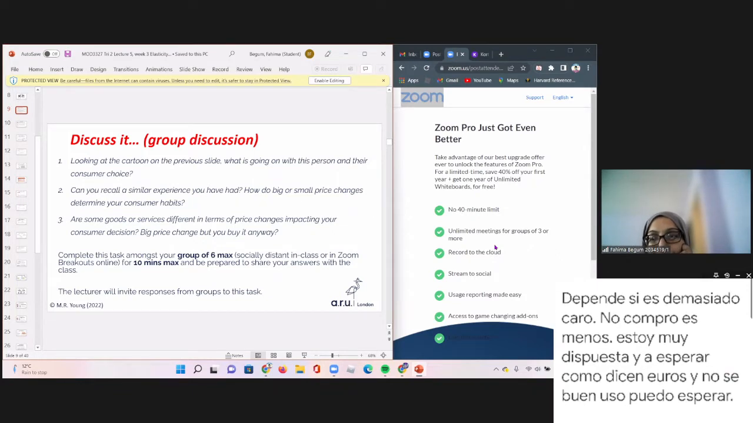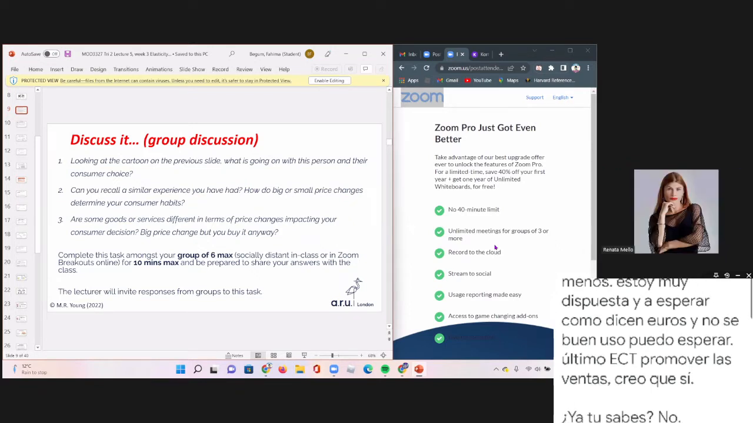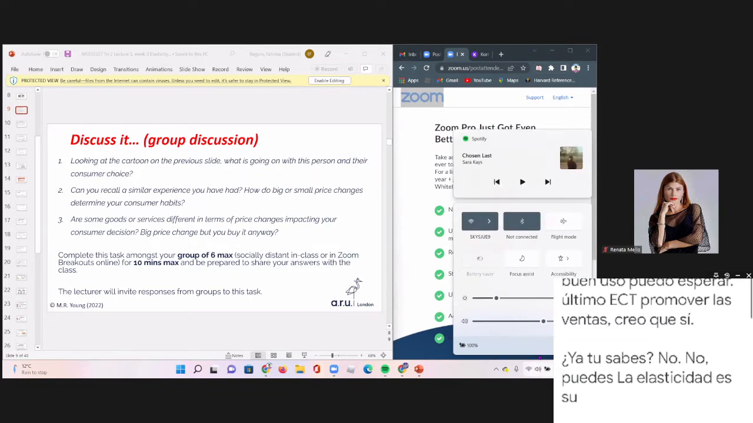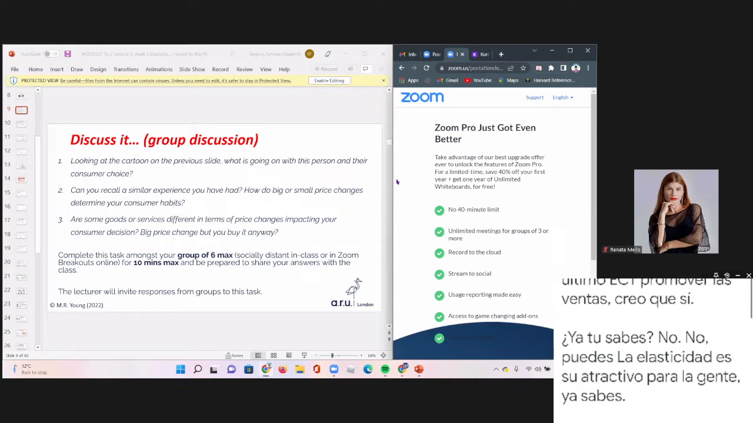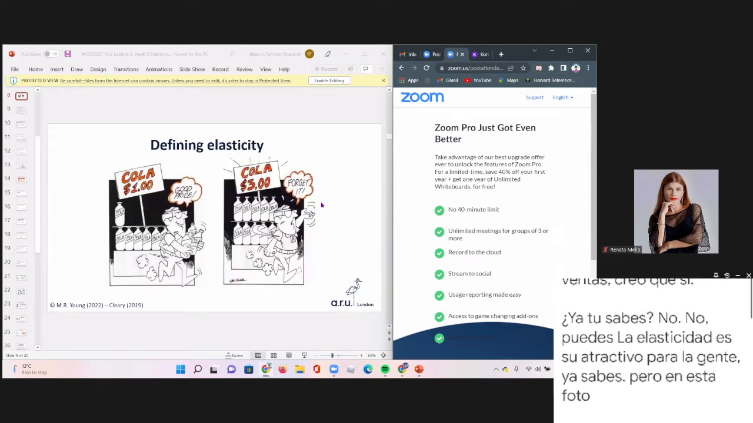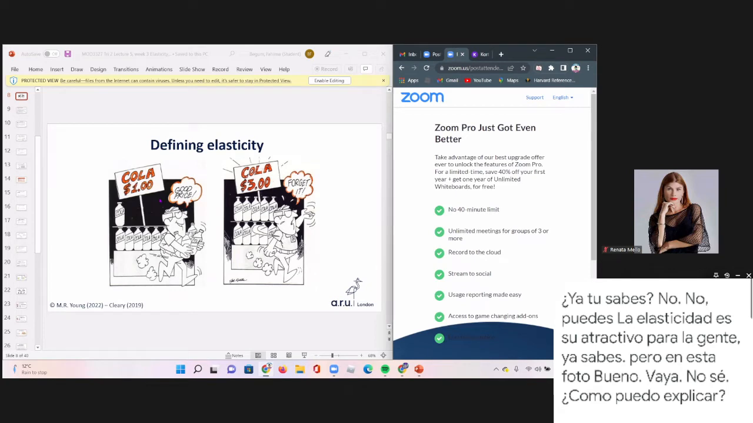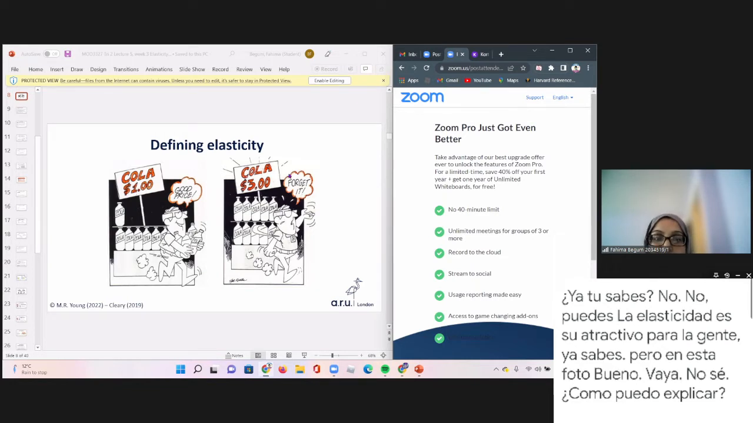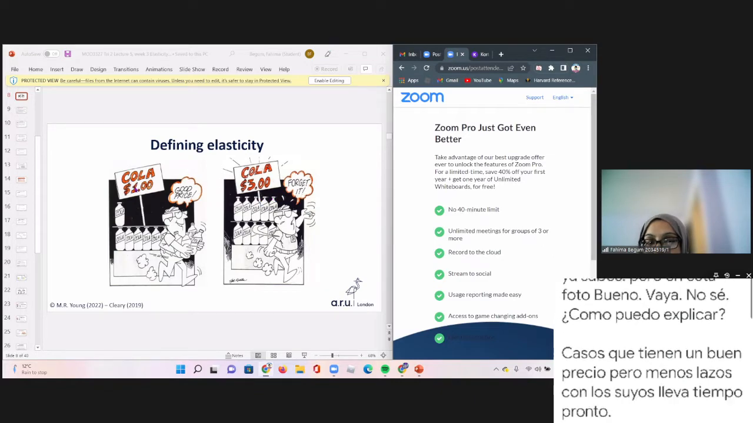Yeah. But the elasticity promotes the sales, I think. Know what I mean? No, you can explain first. The elasticity is attractive for people, you know. But in this picture... I don't know how I can explain. Some places have good prices, lower prices, but if it's too expensive, you don't buy it, do you? More like this one.